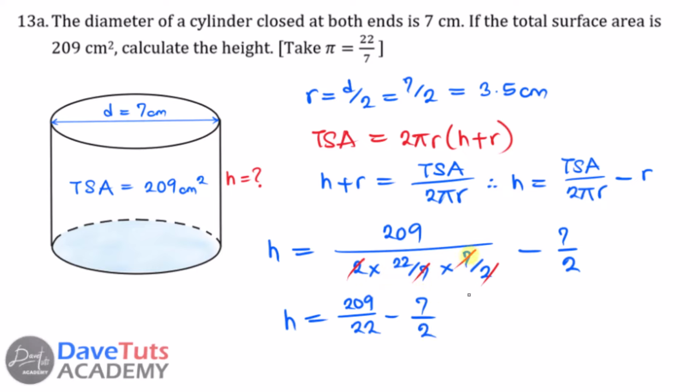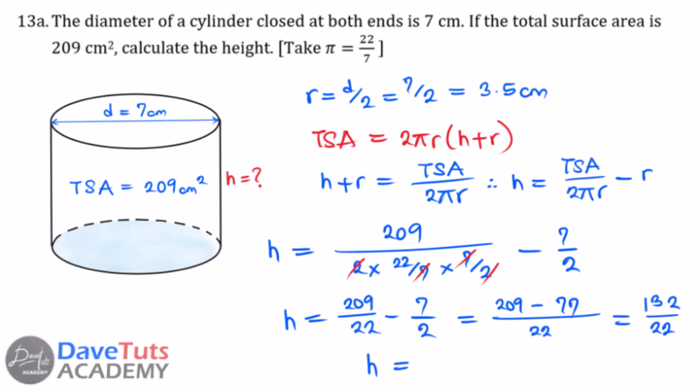Okay, if I want to find the LCM, I can just say I'm having this as 22, and 209 minus 22 over 2 is 11. 11 times 7, that is 77. So I'm going to have, this is 2, 20 minus 7, that will be 13. So 132 over 22 is going to be the height of this cylinder.